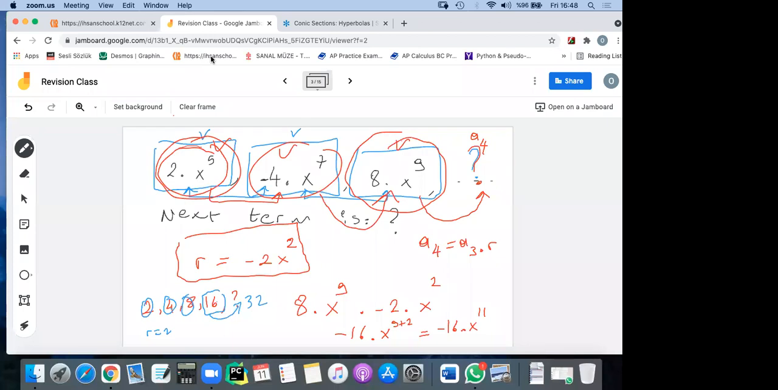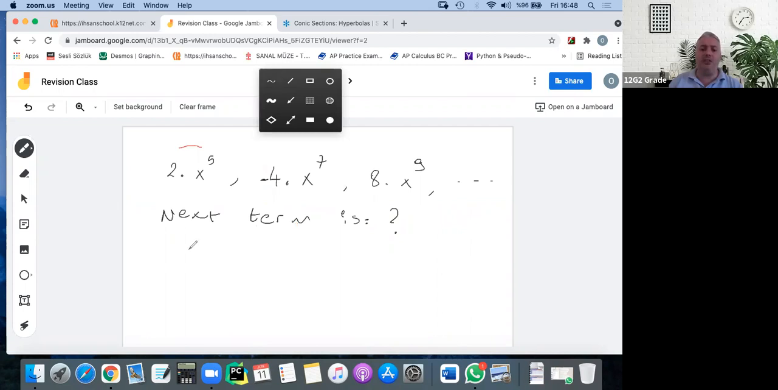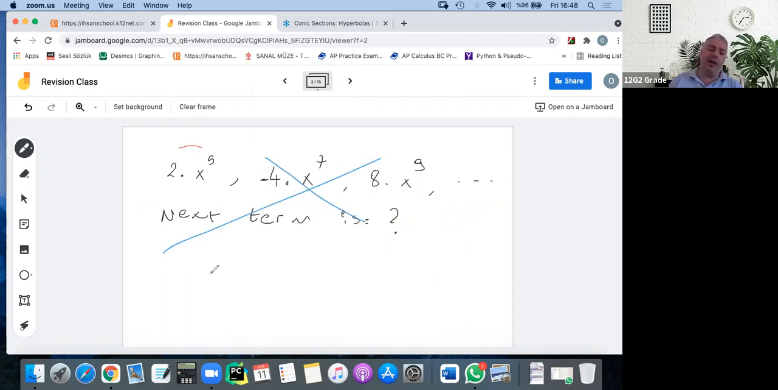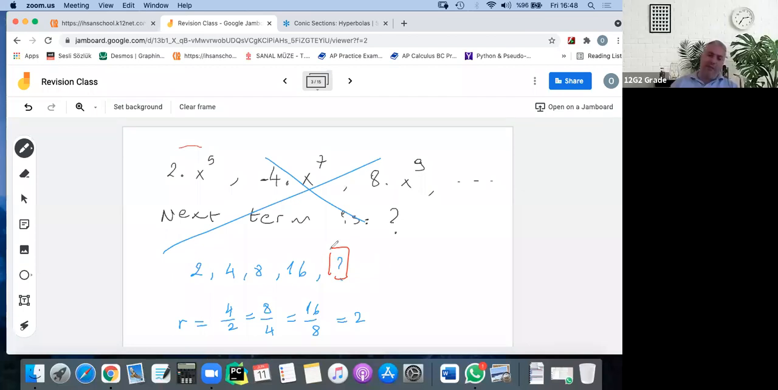Sir, can you just explain this multiplication here? 8 times x to 9, times -2. Okay, one more time. If the question is 2, 4, 8, 16, what will be the next term? First, what is the common ratio? 4 over 2, 8 over 4, 16 over 8. Is this 2? Yes, this is 2. And so how can I find the term? This is equal to the previous term, which is 16, times R, which is 2. So it is equal to 32.